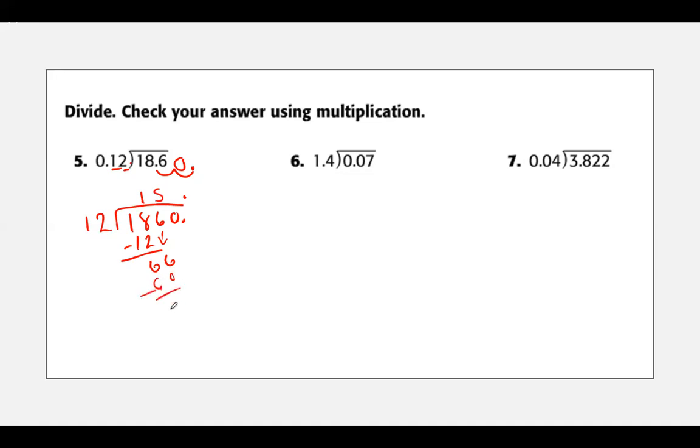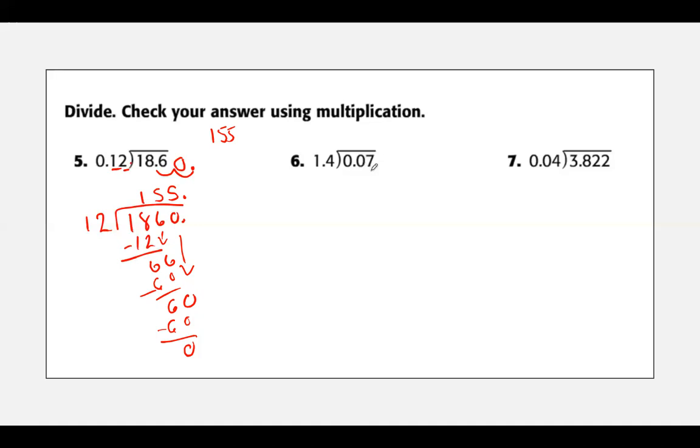And subtract, and I've got 6. And I bring down the 0, and look at that. How many times does 12 go into 60? Well, it goes in exactly 5 times. 5 times 12 is 60. And I have 0. So my answer is 155.